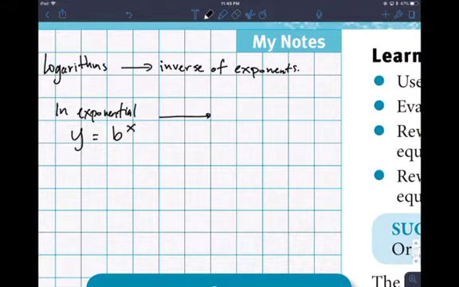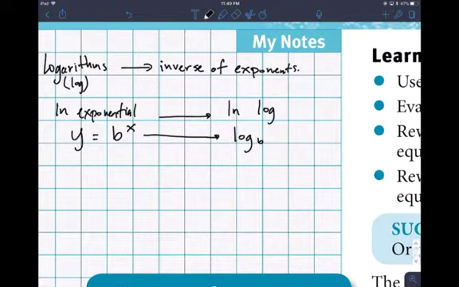Well, if I write this in log form, we use log to talk about logarithms. If you look at scientific calculators, you see the word log, that's where it comes from, logarithms. So in logs, this is equivalent to log base b of y is equal to x. So they're equivalent. Log base b of y is equal to x.